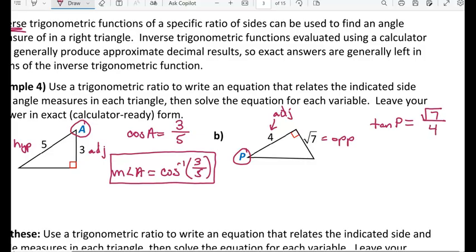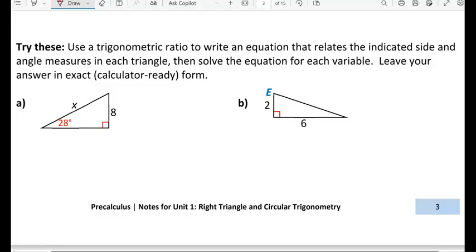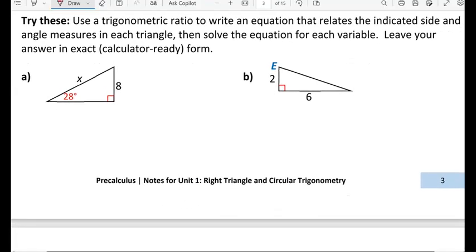To undo the tangent function, we're going to use the inverse tangent function. So the measure of angle P that we're solving for is equal to the inverse tangent of the square root of 7 over 4. And that's again our exact form answer. If we wanted to know approximately how many degrees, we could press that function on the calculator and find a number in terms of degrees. Okay, got a couple for you to try, so let's pause the video while you try A on your own.